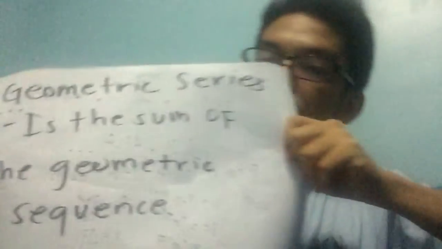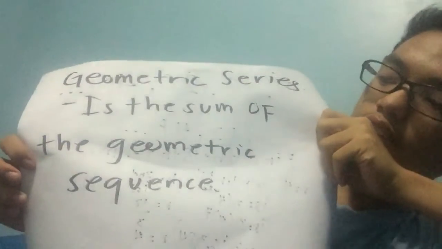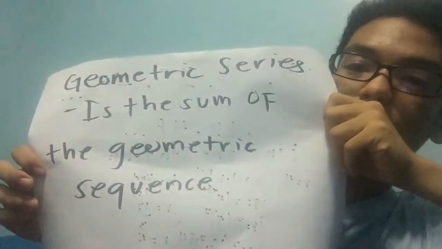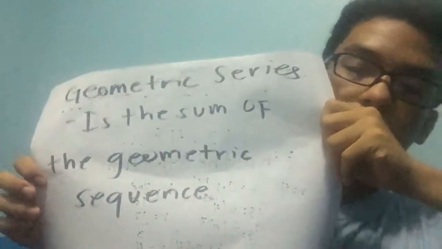The next thing that I'm going to discuss is geometric series. So what is geometric series? Geometric series is simply the sum of the geometric sequence. So just like arithmetic series is the sum of the arithmetic sequence, geometric series is also the sum of the geometric sequence.